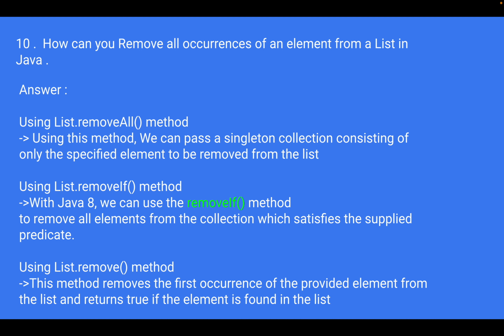To answer this question, there are three ways. First, using the list.removeAll method. Using this method, we can pass a singleton collection consisting of only the specified element to be removed from the list. Second, using the list.removeIf method, for which I am going to show this example with Java 8, we can use the removeIf method to remove all elements from the collection which satisfy the supplied predicate. The third method is using list.remove, which is a very simple one. This method removes the first occurrence of the provided element from the list and returns true if the element is found in the list.